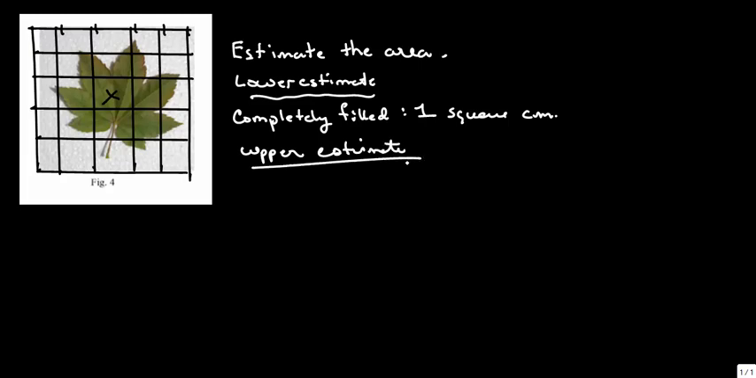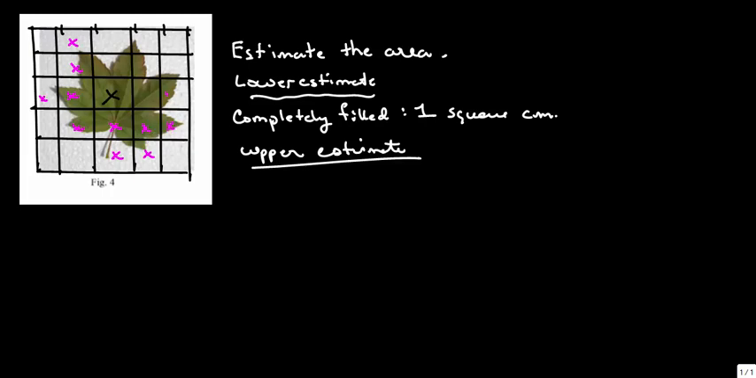And then for the upper estimate, maybe instead we want to say, how many of them have at least a part of a leaf in them? So let's count those. I'll mark those off in purple. Which ones have part of a leaf? It looks like this one up here does, and this one here. We'll mark this one, because we still have the leaf here.